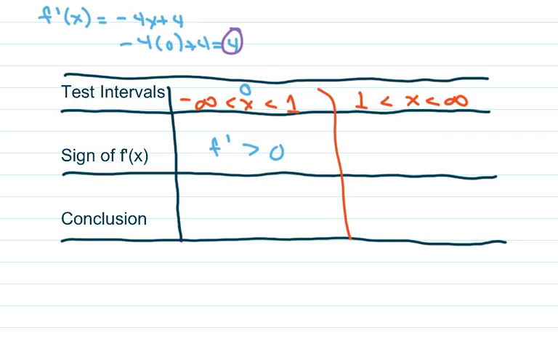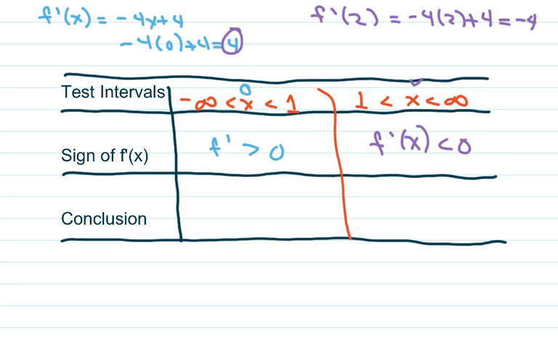However, in this one, if I plug in, say, numbers like 2, this is going to be negative 4. So any of the numbers in this interval, our derivative of x is going to be negative. Therefore, this is an increasing interval, and this one is decreasing.